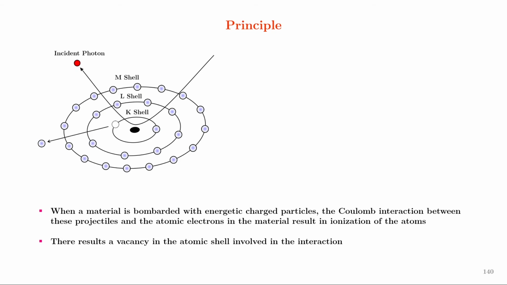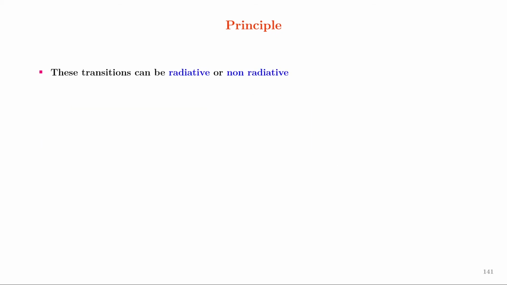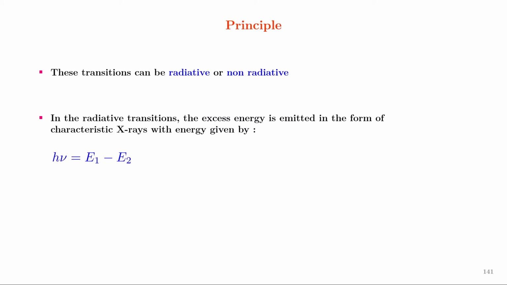There results a vacancy in the atomic shell involved in the interaction. The subsequent decay of the ionized atoms takes place when electrons from higher shells make a transition to the shell having the vacancy. These transitions can be radiative or non-radiative. In the radiative transitions, the excess energy is emitted in the form of characteristic X-rays with energy given by hν = E1 − E2.